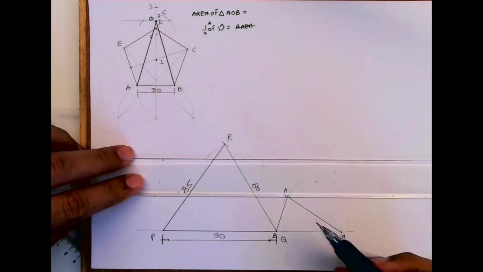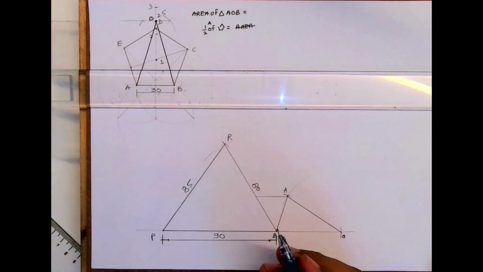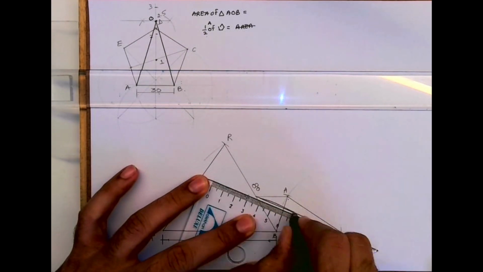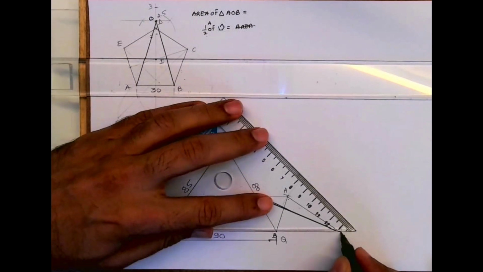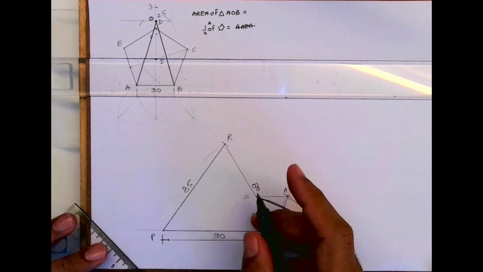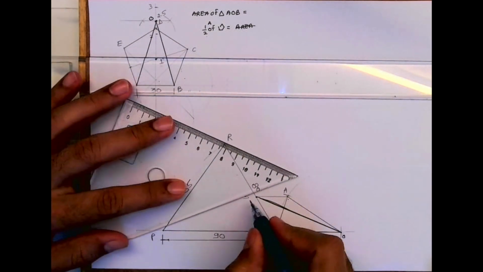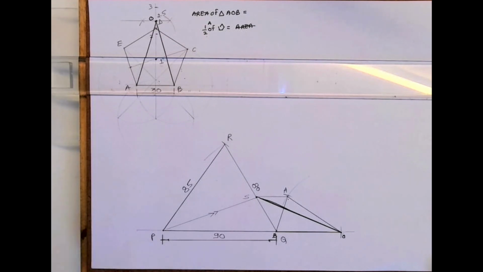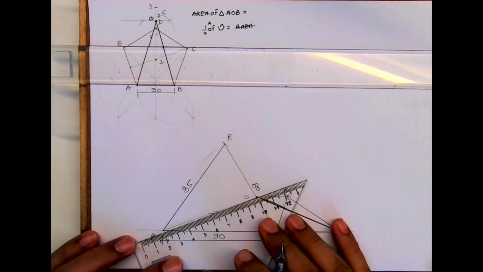After that, we need to convert these two triangles into one triangle. So this is S. So instead of ABO, now we have triangle BOS. Then I will join P to S and I will draw a parallel to this.